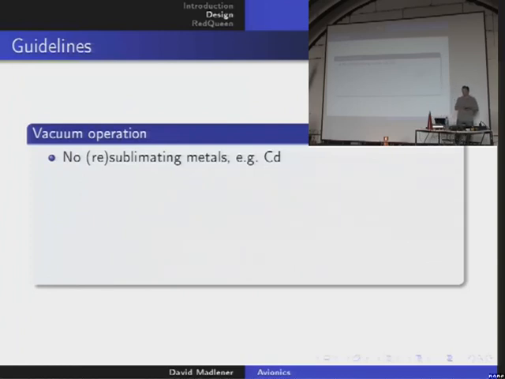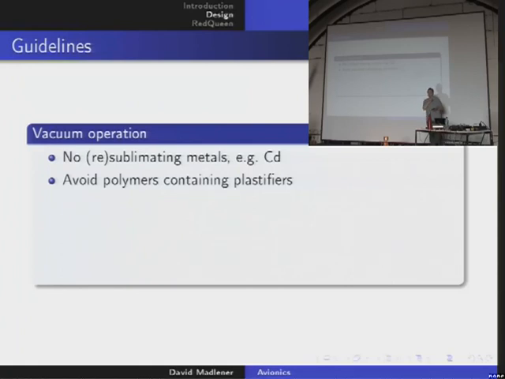There are other problems too. Always avoid polymers containing plastifiers, like PVC, for example, soft PVC. These plastifiers in vacuum will just evaporate and condense on everything.